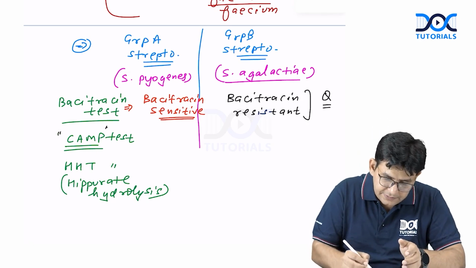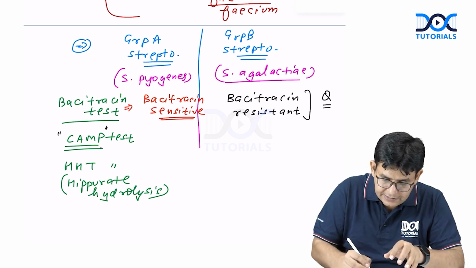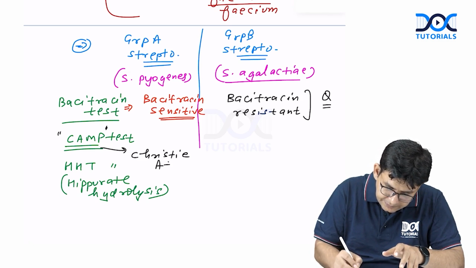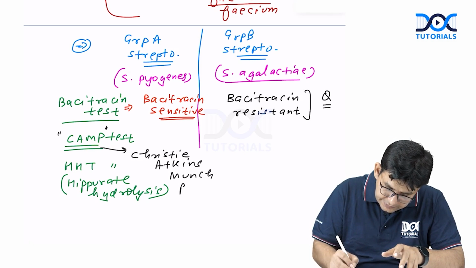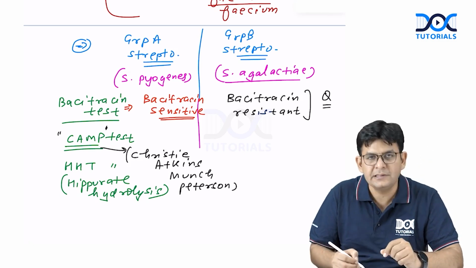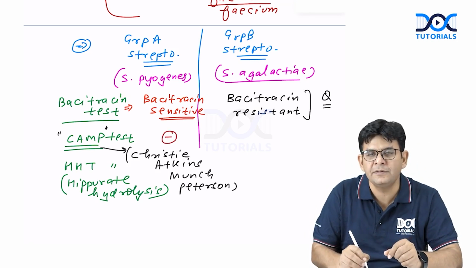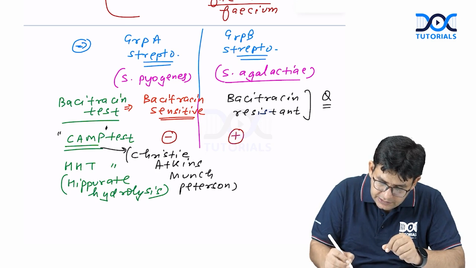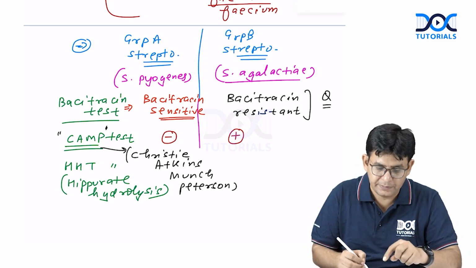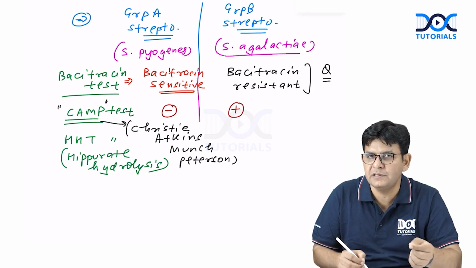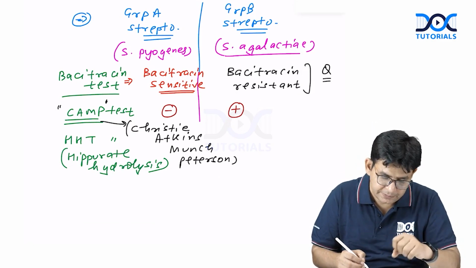Regarding this CAMP test, the CAMP here is the name of the 4 scientists: Christie, Atkins, Munch Peterson. That is their CAMP test. And the CAMP test is negative in the case of Group A Strepto, and it is positive in the case of Group B Strepto. That you need to know first of all. I will tell you what is this CAMP test later on when we study Streptococcus agalactiae. I will show you that.